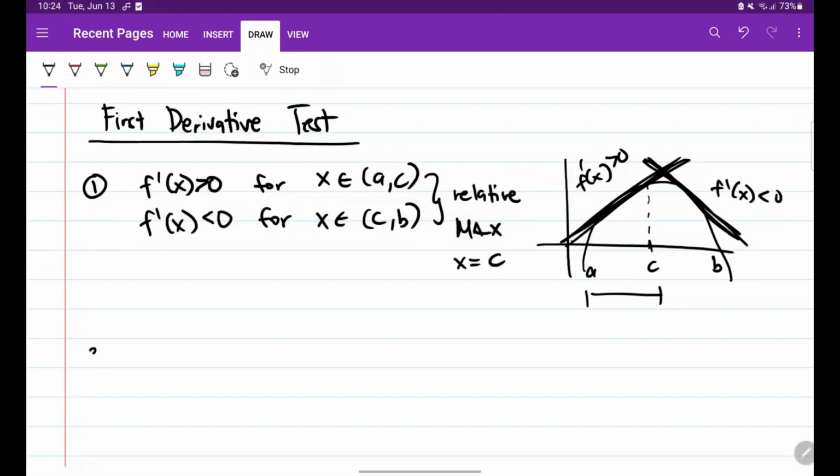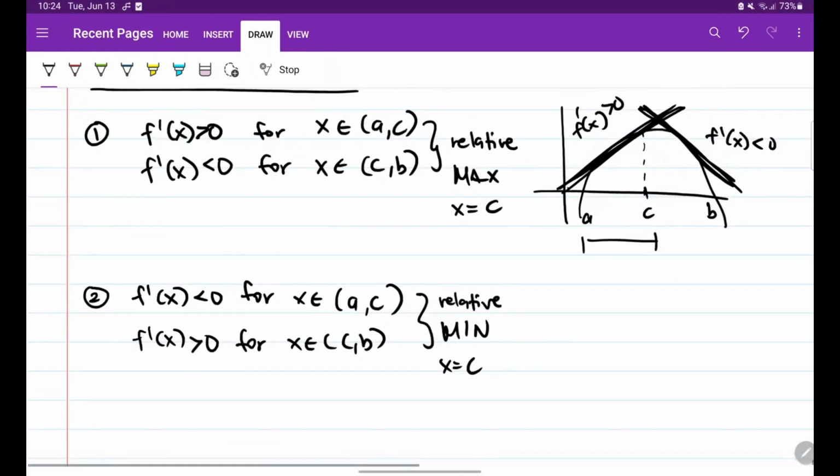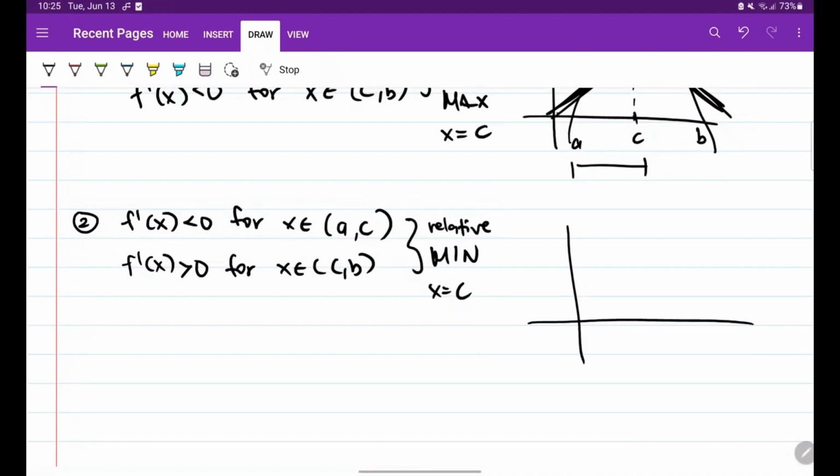And, yung kabaliktaran naman is f prime of x is less than 0 for x an element of a to c, and f prime of x is greater than 0 for x an element of c to b, then we have here a relative minimum naman at x is equal to c. Okay? And again, using our very simple example, pwede natin gumawa ng graph na look something like this. Tama? So, f prime of x is less than 0, meaning bumababa yung slope, no? So something like this. Tama?